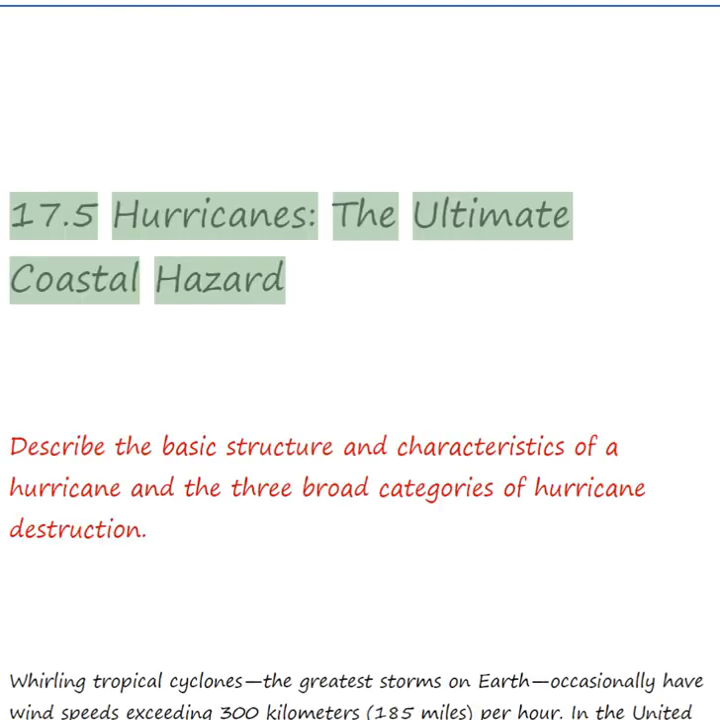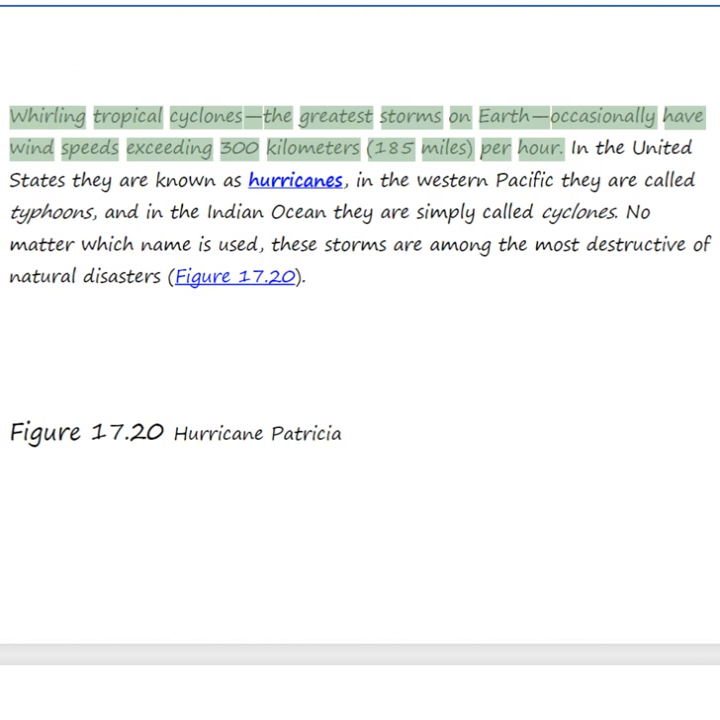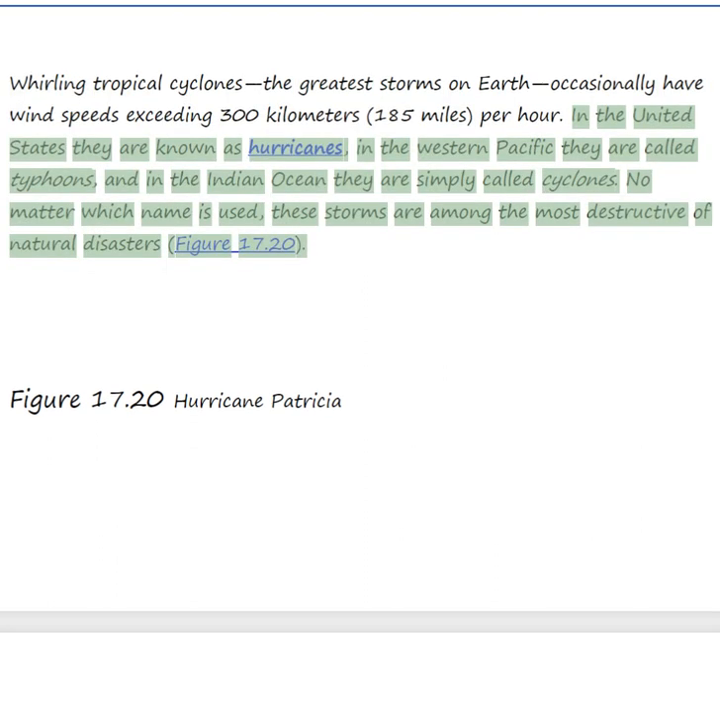17.5 Hurricanes, the ultimate coastal hazard. Describe the basic structure and characteristics of a hurricane and the three broad categories of hurricane destruction. Whirling tropical cyclones, the greatest storms on Earth, occasionally have wind speeds exceeding 300 km per hour. In the United States they are known as hurricanes, in the Western Pacific they are called typhoons, and in the Indian Ocean they are simply called cyclones. No matter which name is used, these storms are among the most destructive of natural disasters.